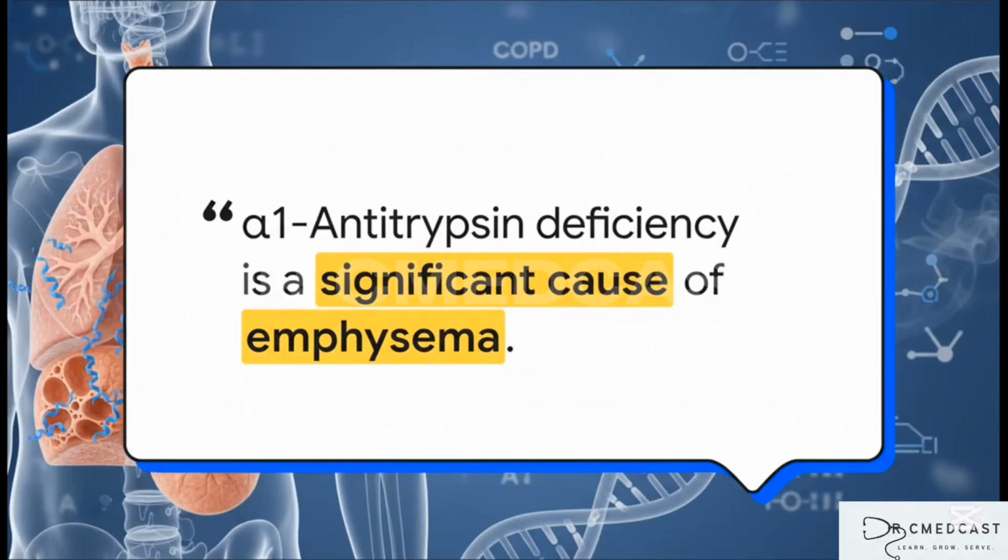And here's a super important point, especially for your exams. While smoking is far and away the biggest cause of COPD, you have to remember the genetic link. A deficiency in a protein called alpha-1 antitrypsin is a major cause of emphysema. This is that high-yield fact you'll see pop up in questions about younger patients with emphysema who might not have a long history of smoking.